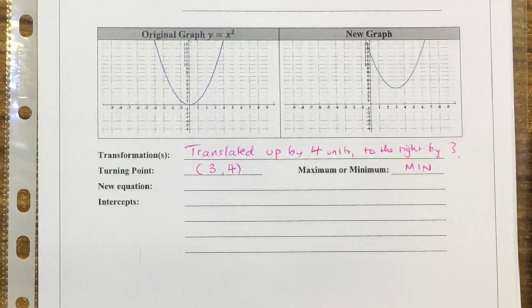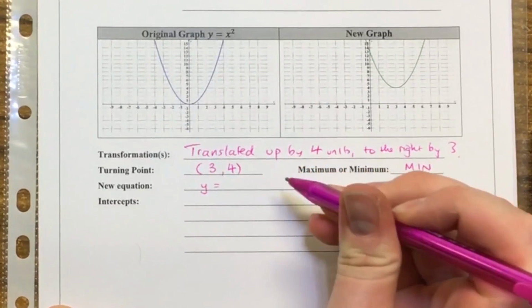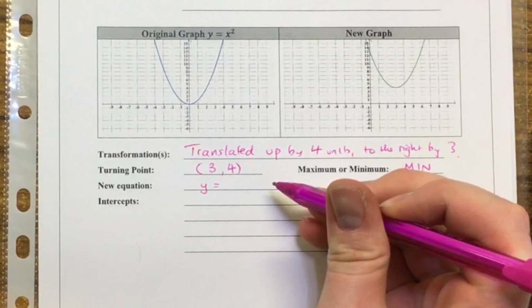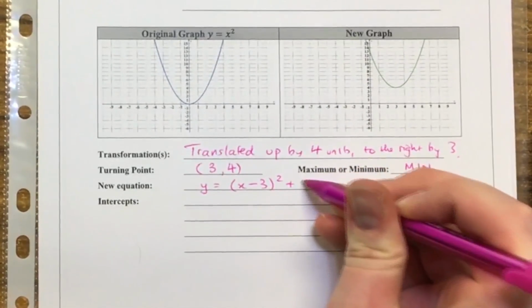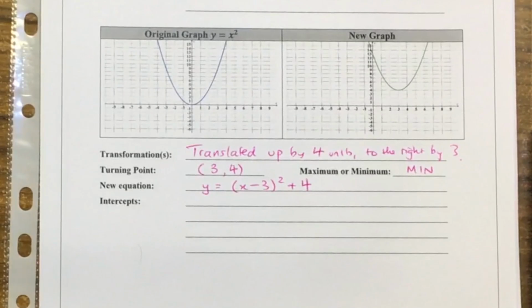Now, here's the challenge though. What would this equation be, do you reckon? Y equals x minus 3 squared plus 4. Squared, brackets, plus, yeah. So the brackets tell us that it's moved. X minus 3, it's moved to the right by 3, and it's gone up by 4.